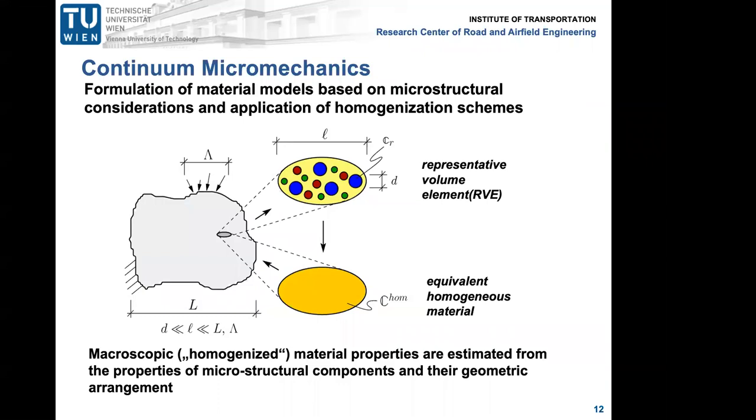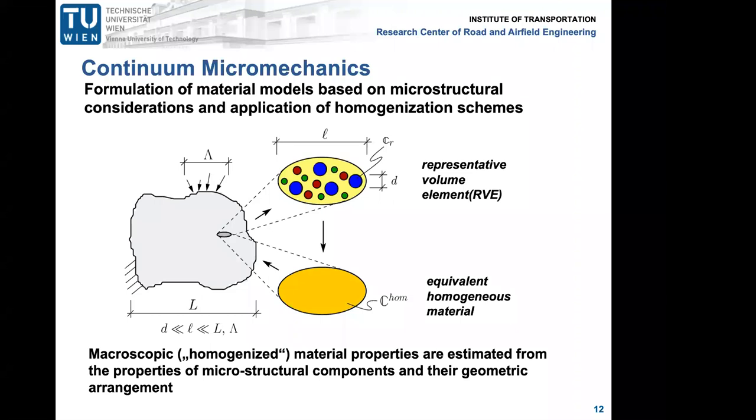So here are some basics with respect to the mechanics behind it. We are looking at what we call a representative volume element, RVE. And looking at this RVE, the macroscopic stresses, oh, I'm sorry, I think I have to go back here. Here is the continuum model. So the challenge is the formulation of the material models based on structural considerations and the application of respective homogenization schemes. That's actually the continuum mechanics problem. I forgot this slide to explain it.